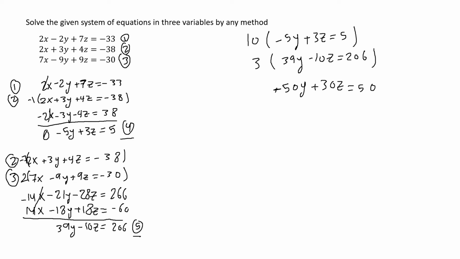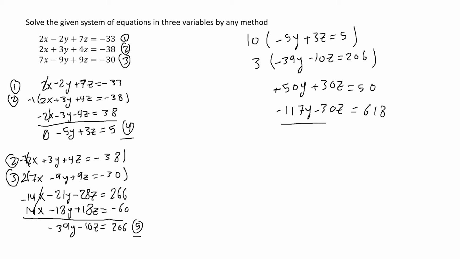And then 3 times 39 is 117. Let me double check that. I believe that's negative 39 because it was negative here. So it's negative 50 and then we have negative 117y. And then 3 times negative 10 is negative 30z, equal to 3 times 206, which is 618.